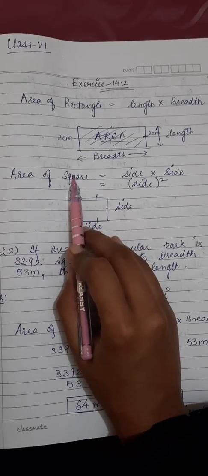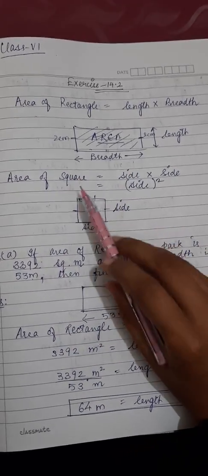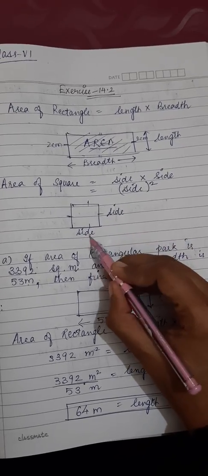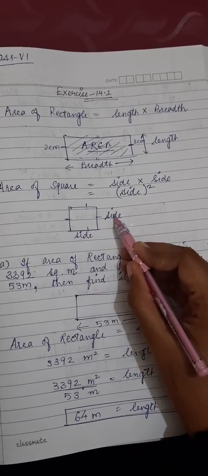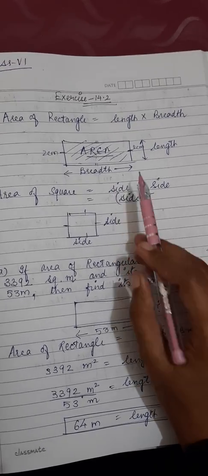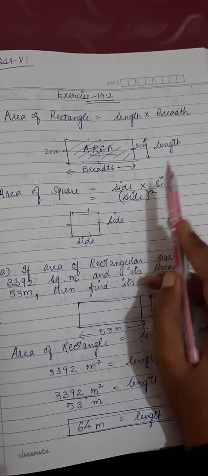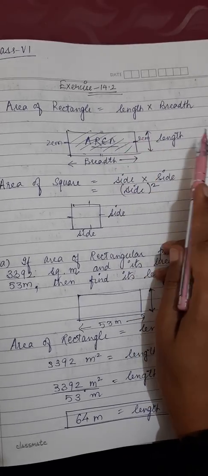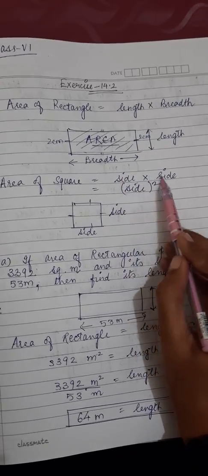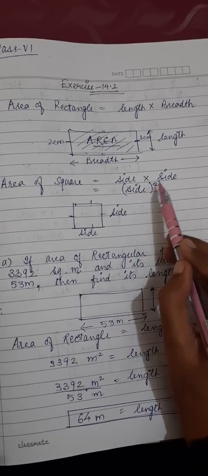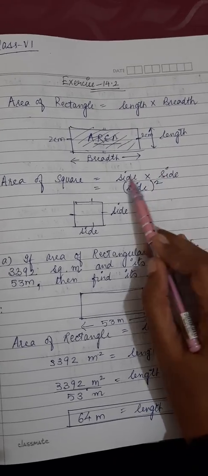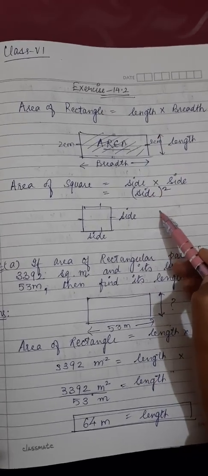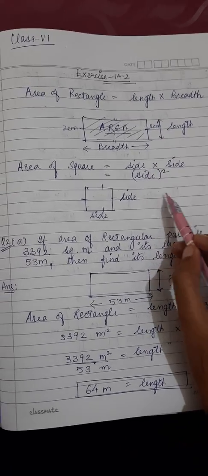Similarly for the square, length into breadth. In the square, sides are equal, length is also and the breadth also, they both are of the same side, right? So instead of length into breadth, I can write side into side, because length and breadth are always the same, and side into side can be written as side whole square, because they both are multiplied and this can come into power. So these are the two formulas for the area of rectangle and area of square.